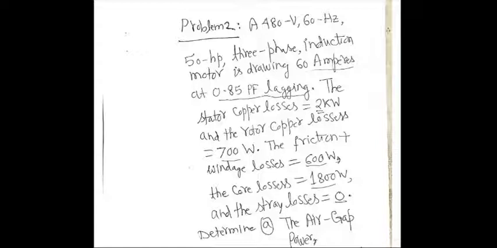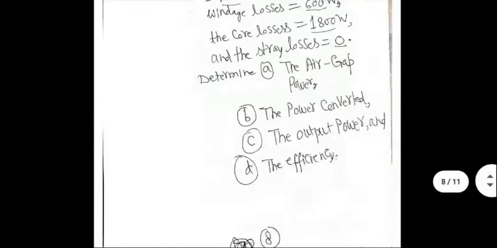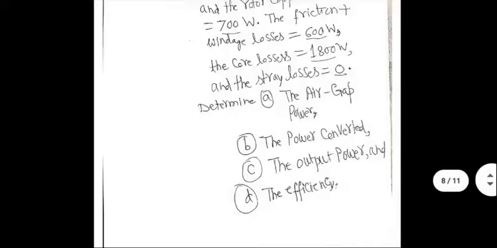Output power is given as 50 horsepower. So 50 into 746 watts. The first thing we need to figure out is the air gap power, then the power converted, then the output power and the efficiency. Okay, maybe we can go backwards. Let's see.